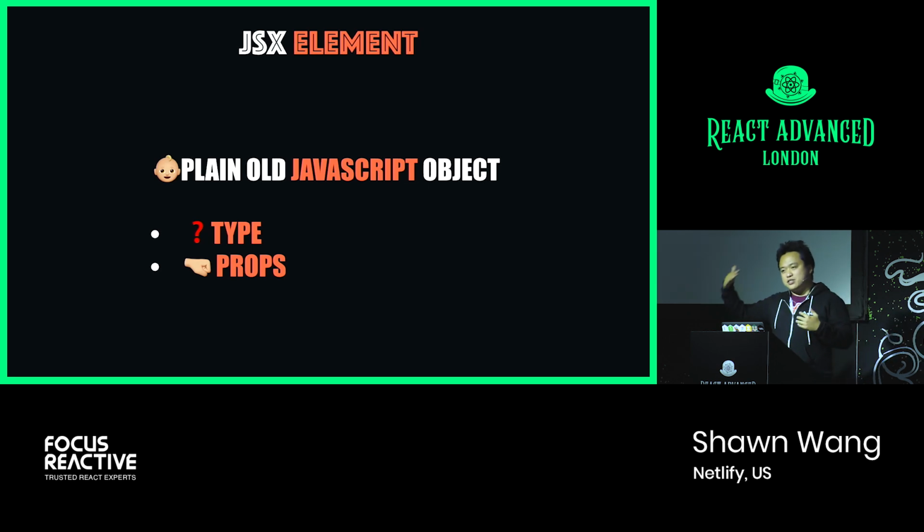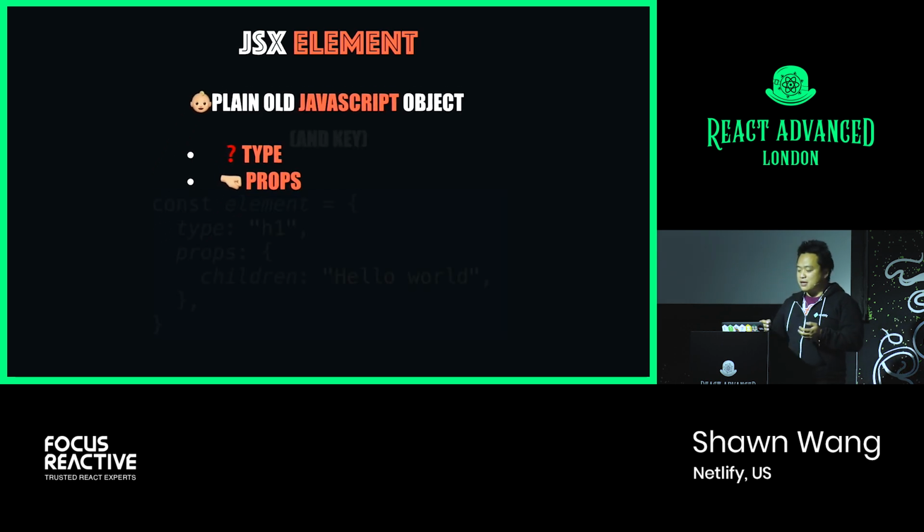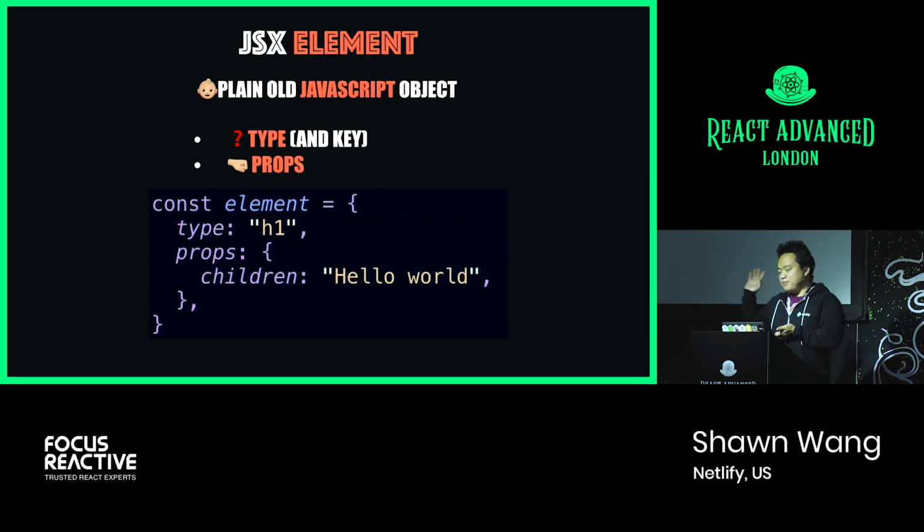Let's reintroduce by starting at something you're probably more familiar with, a JSX element. A JSX element is a plain old JavaScript object. It only has two important fields, type and props. And it kind of looks like that, right? Except that most of us don't write that. We use a helper like React.createElement. But under the hood, that's what it is. It's just a plain old JavaScript object with type and props.